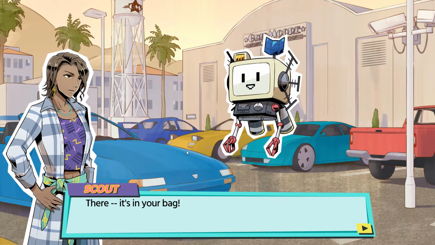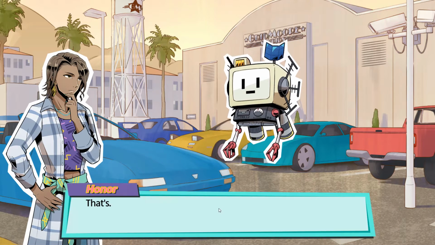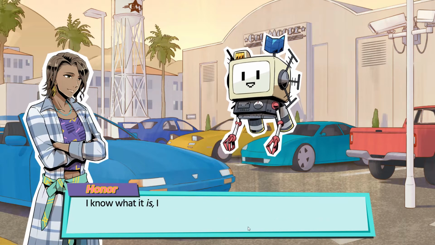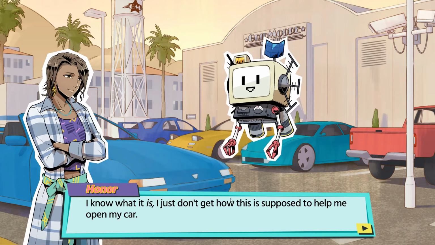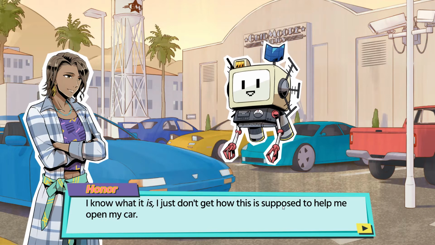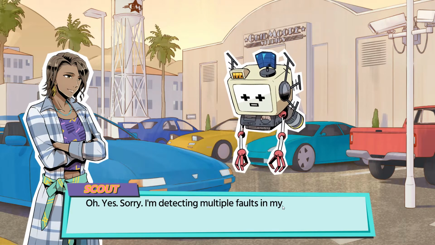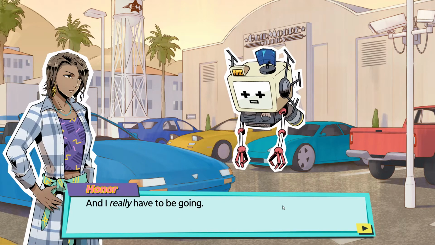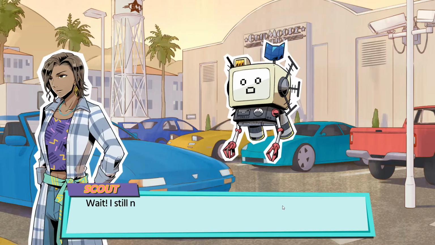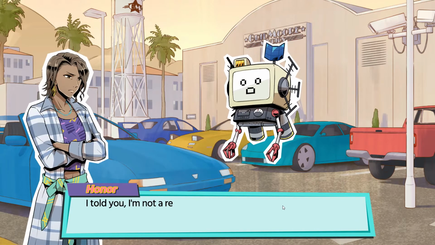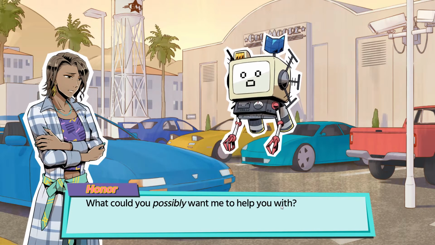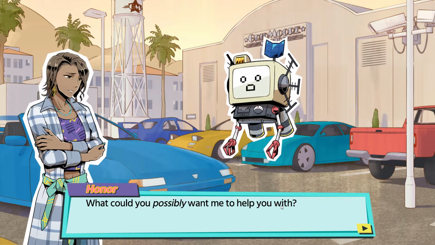There, it's in your bag. That's not my car key, that's a tampon. Oh, tampon. Made from absorbent. I know what it is. I just don't get how this is supposed to help me open my car. Oh, yes, sorry. I'm detecting multiple faults in my object recognition systems and I really have to be going. Wait, I still need your help. I told you I'm not a real detective. Hell, I'm not even a fake one anymore. What could you possibly want me to help you with?